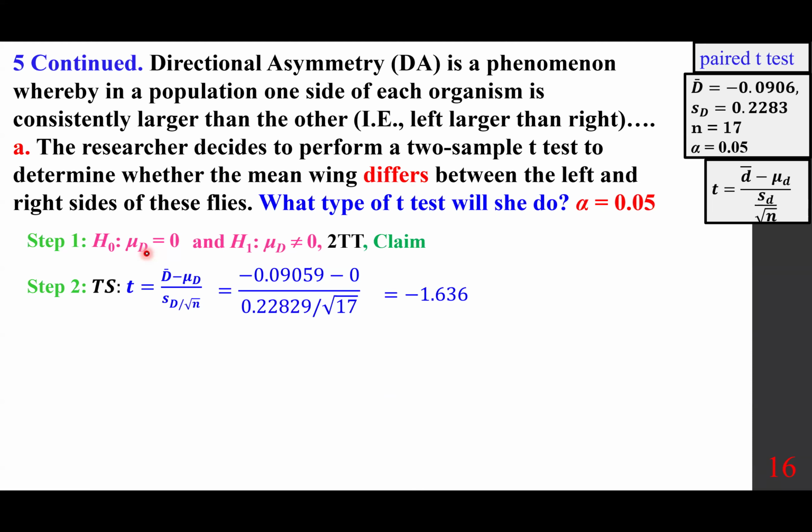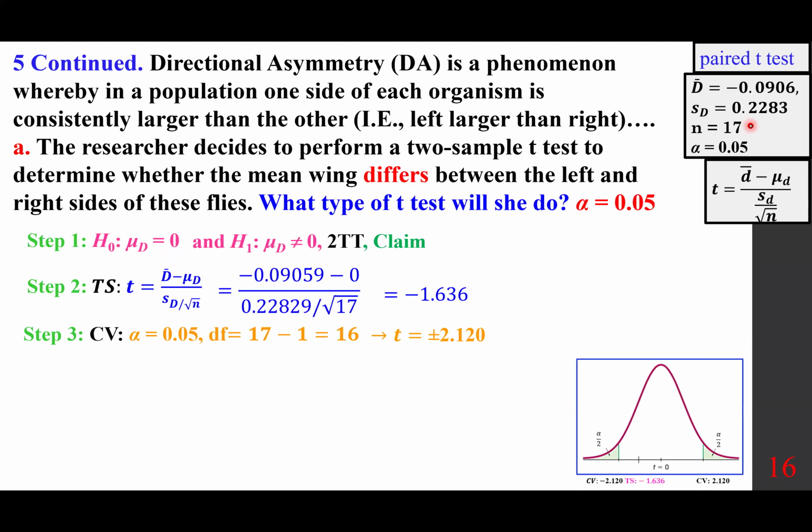Now we need the critical value, which comes from the choice of alpha. Degrees of freedom is n minus 1, 17 minus 1, or 16. And using a table, we end up with plus minus 2.120, or you can use technology. As far as graphing is concerned, this is alpha over 2, alpha is 0.05, so 0.05 divided by 2 on each side. This is negative 2.120, this is positive 2.120, and the test statistic, negative 1.636, is in between, way into the non-rejection region. Therefore, your decision is fail to reject H0, or don't reject H0.